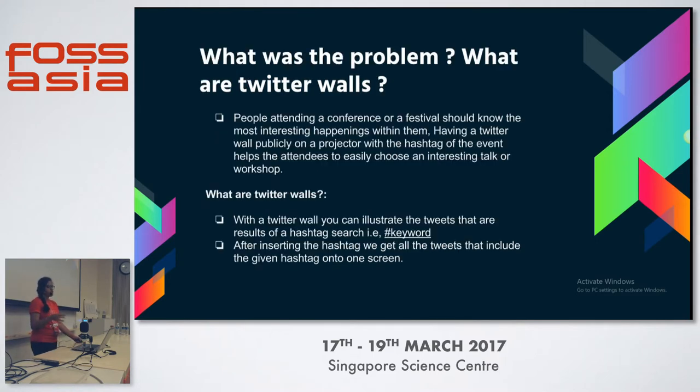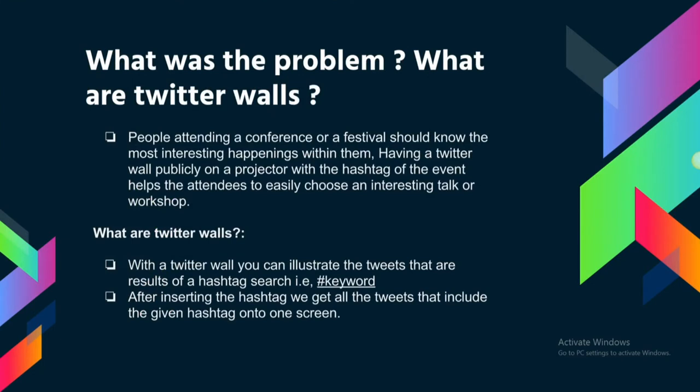So what was the problem and what are Twitter walls? I'll be explaining in this slide. When you attend a particular event and you want to find out what all is happening in that event, you actually have to go to those sources. For example, take this conference. You don't know what is happening in the other hall when you are in this one. But if you have a local Twitter wall for this event, you can just tweet it so that people in the other hall can also read it on the Twitter wall and get to know what is happening on the other side of the world.